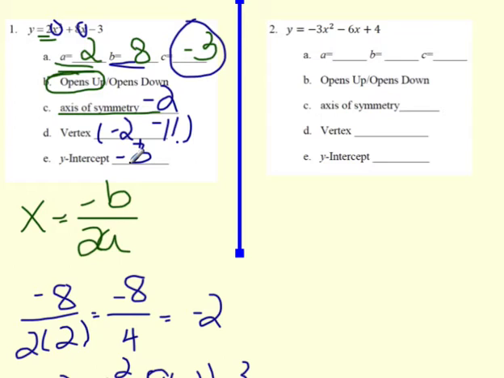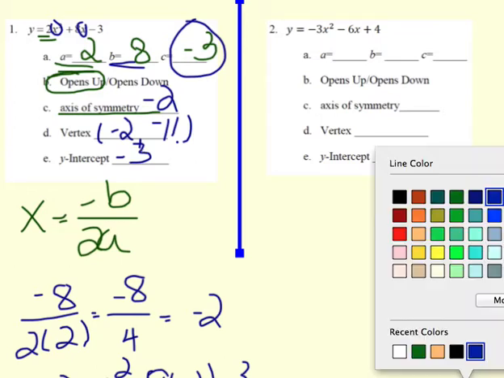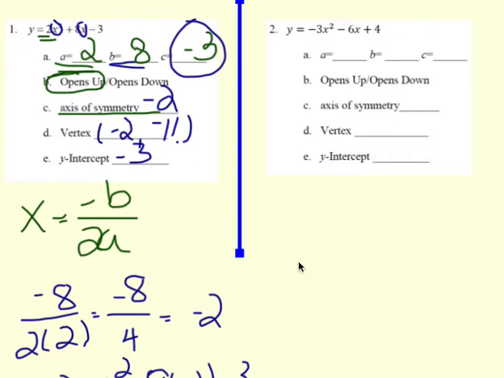Okay, so your c value is -3, so that's also your y-intercept. Let's take a look at number 2, finding our a, our b, and our c value. So our a is with the squared term, that's -3. That's -3. Our b is always with the x, that's -6, and our c is 4.